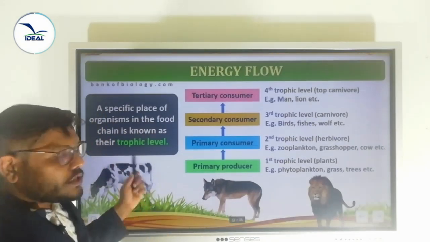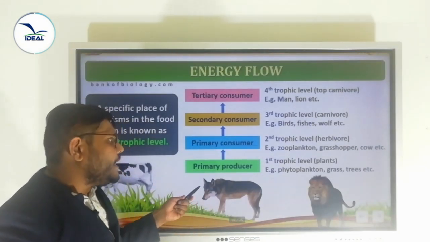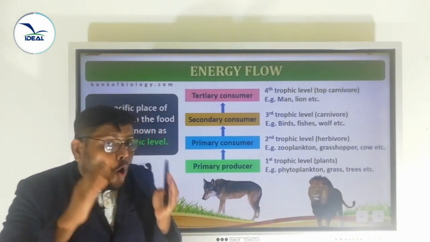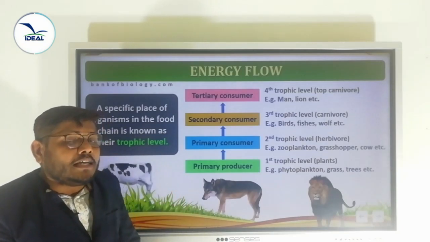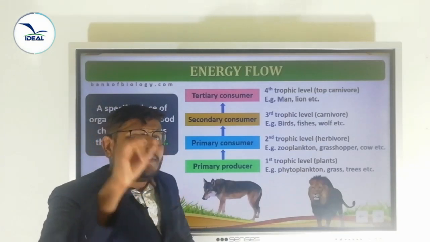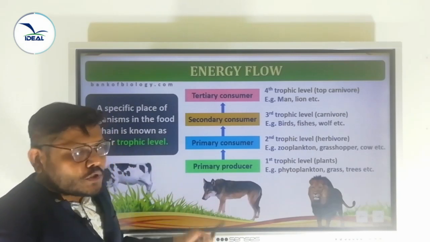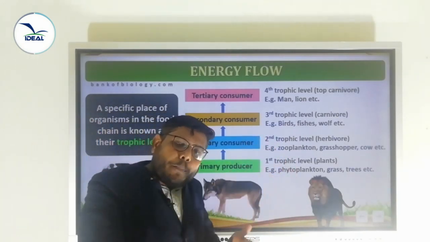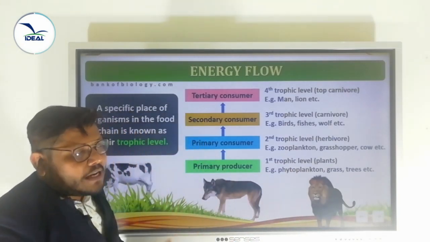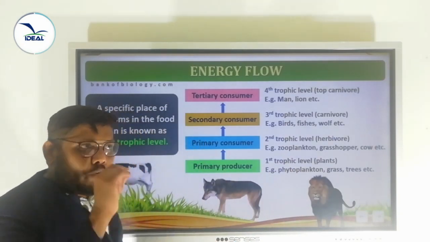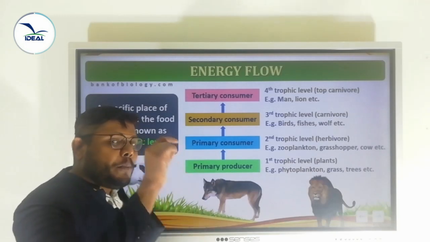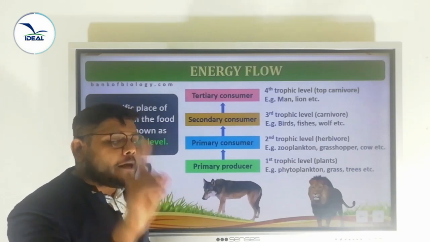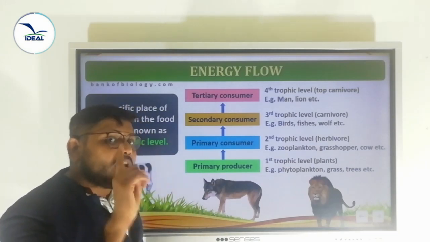Always the first trophic level is occupied by green plants. They are the primary producers. Listen carefully. Always the first trophic level is occupied by green plants. That is called a primary producer. Examples: phytoplankton or grass or trees. These all occupy the primary producer trophic level. That is the first trophic level. If you consider grass, grasshopper, frog and snake, which one is the primary producer? Grass is the primary producer that occupies the first trophic level.